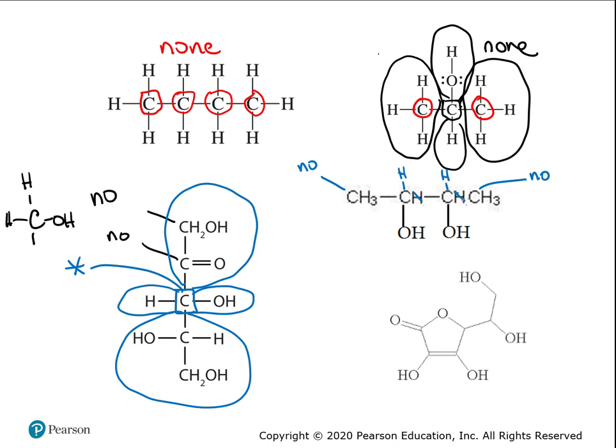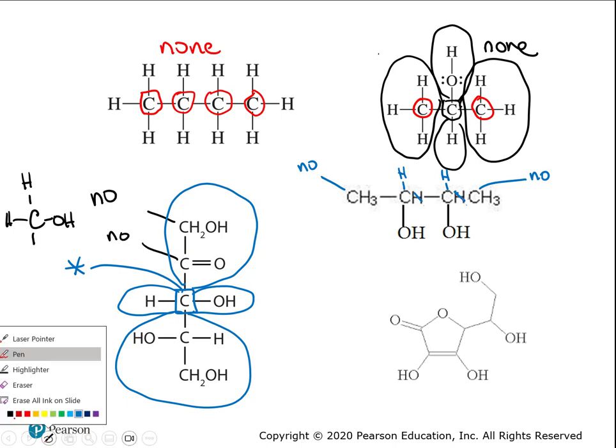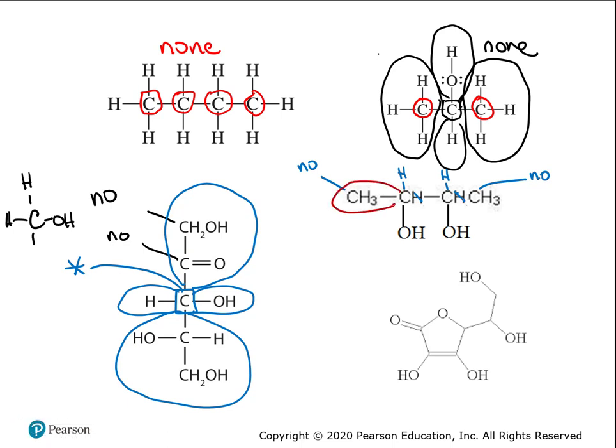So now, for that first carbon, to the left is a CH3, above is an H, to the right is a 2-carbon molecule, below is an alcohol. Are all those different? Yeah, so that one is, yes, going to be different. What about this one?